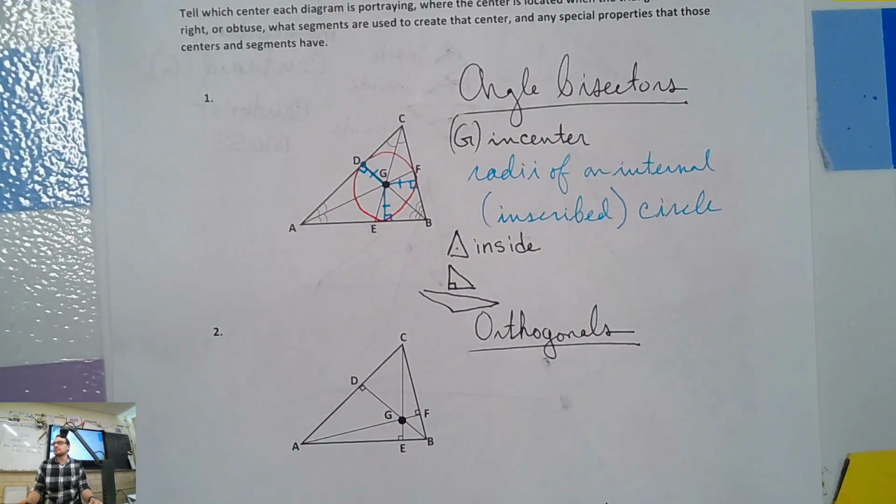Will it be inside, outside, on the triangle? What's going to happen? And how do you know? Think about it. What do we know about the incenter? It's the center of mass. Nope, that's the other one. It has to make a perfect circle.